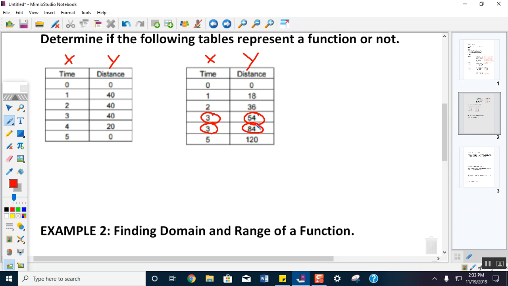We're the same person. We work the same amount of time. We shouldn't get 2 different pays. You're only going to get 1 pay. Which of the following tables represents a function and which one doesn't? So the first one is a function.